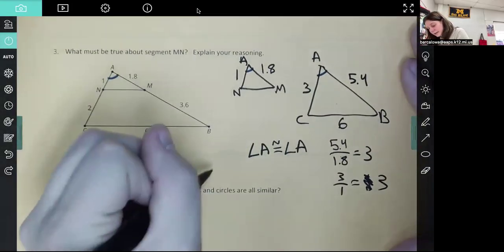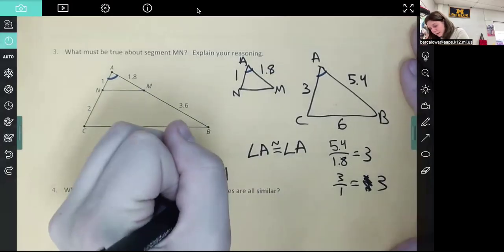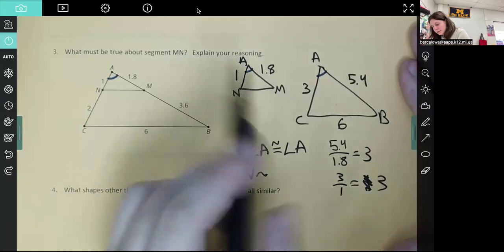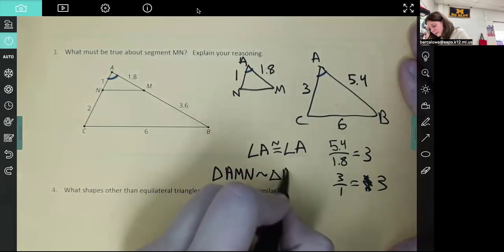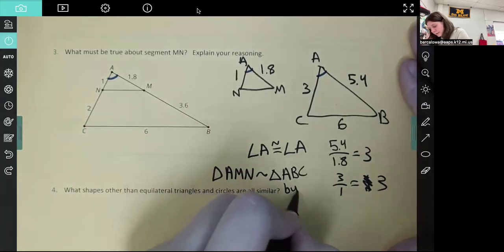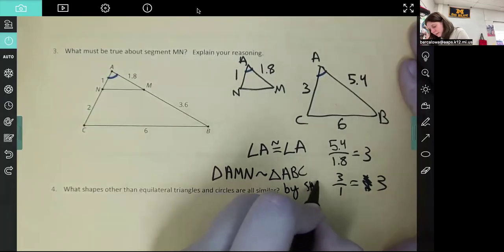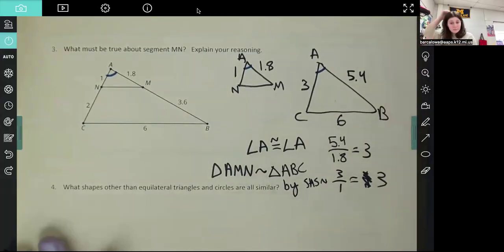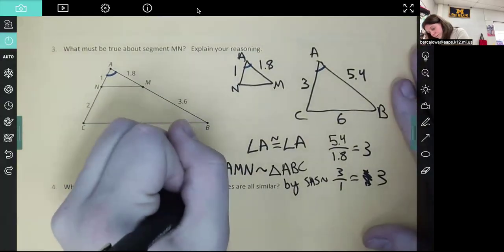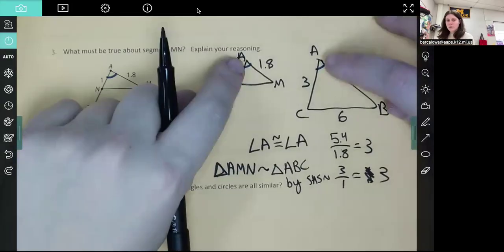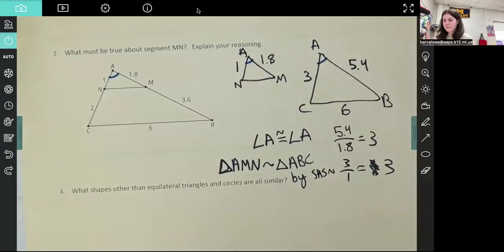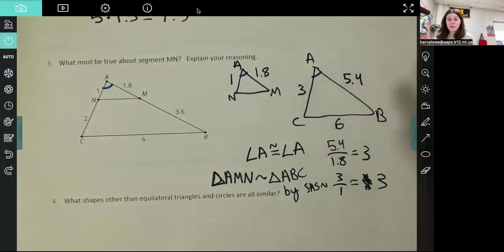So I can say triangle AMN is similar to triangle ABC by side angle side similarity. Okay, that was on your check-in. Right? One congruent angle and two sides with the same scale factor. Okay, so I know these are similar triangles. Awesome.